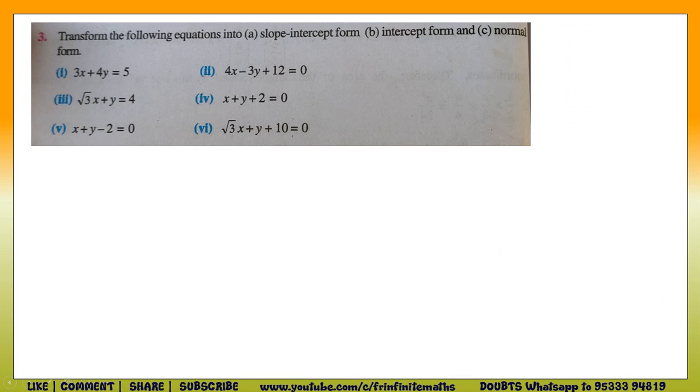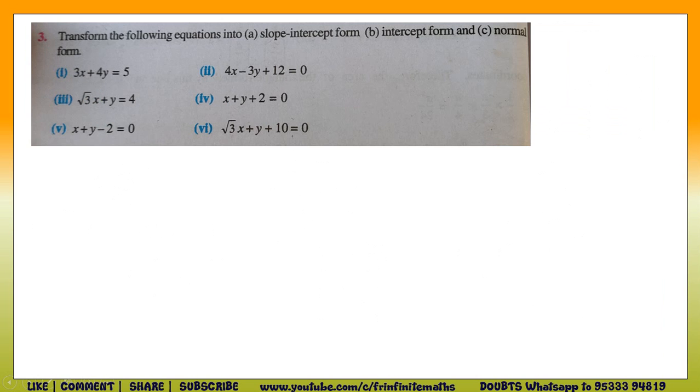Transform the following equations into slope intercept form, intercept form, and normal form. So you need to represent each and every question in these three forms, right? A standard line equation is given, so you need to convert these line equations into the given forms. So first one is slope intercept form.